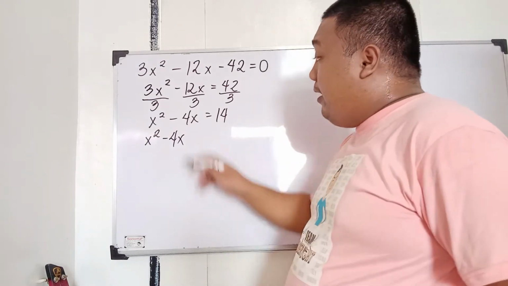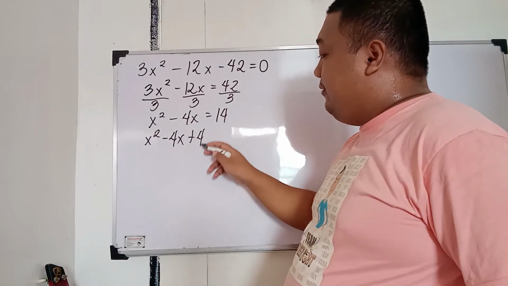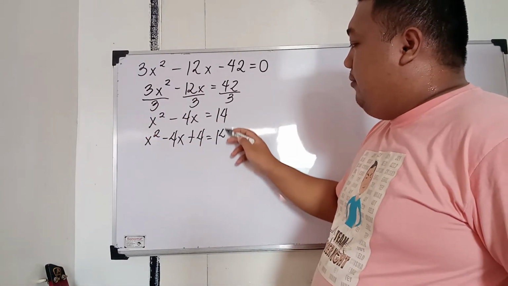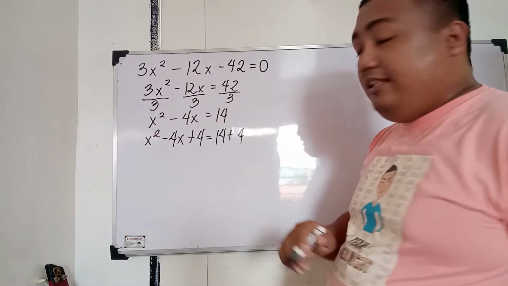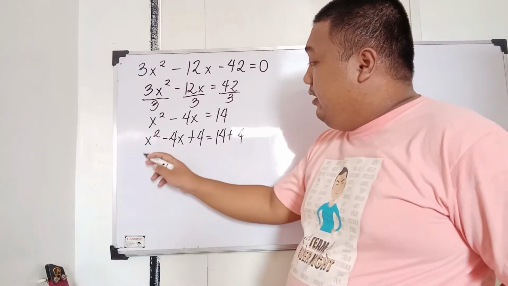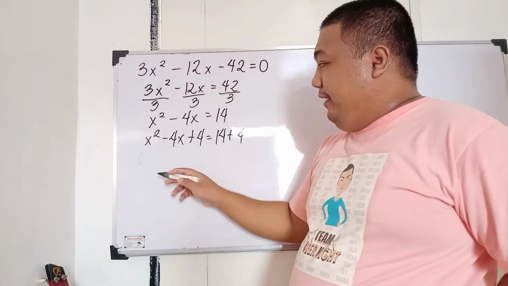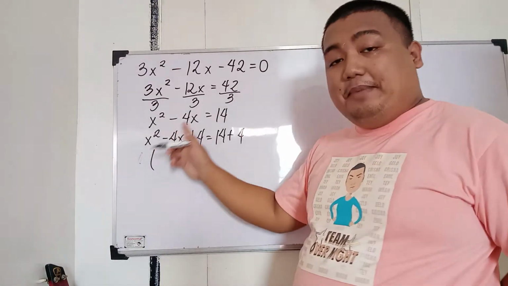Then, raise to the second power, that is plus 4. So, plus 4 tayo dito sa left side. Plus 4 din tayo sa right side. Okay ba? So, next step, i-factor na natin yung given. Yung x squared minus 4x plus 4.